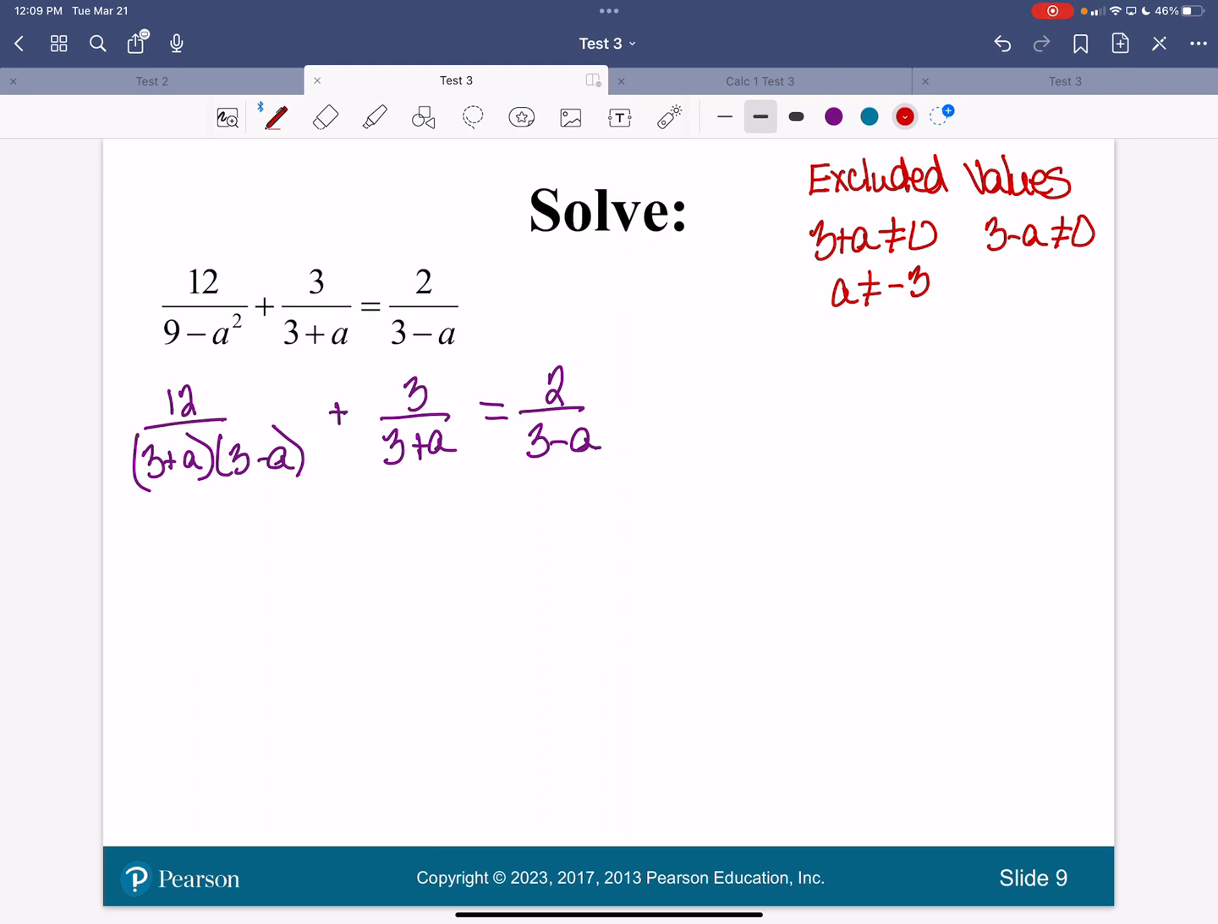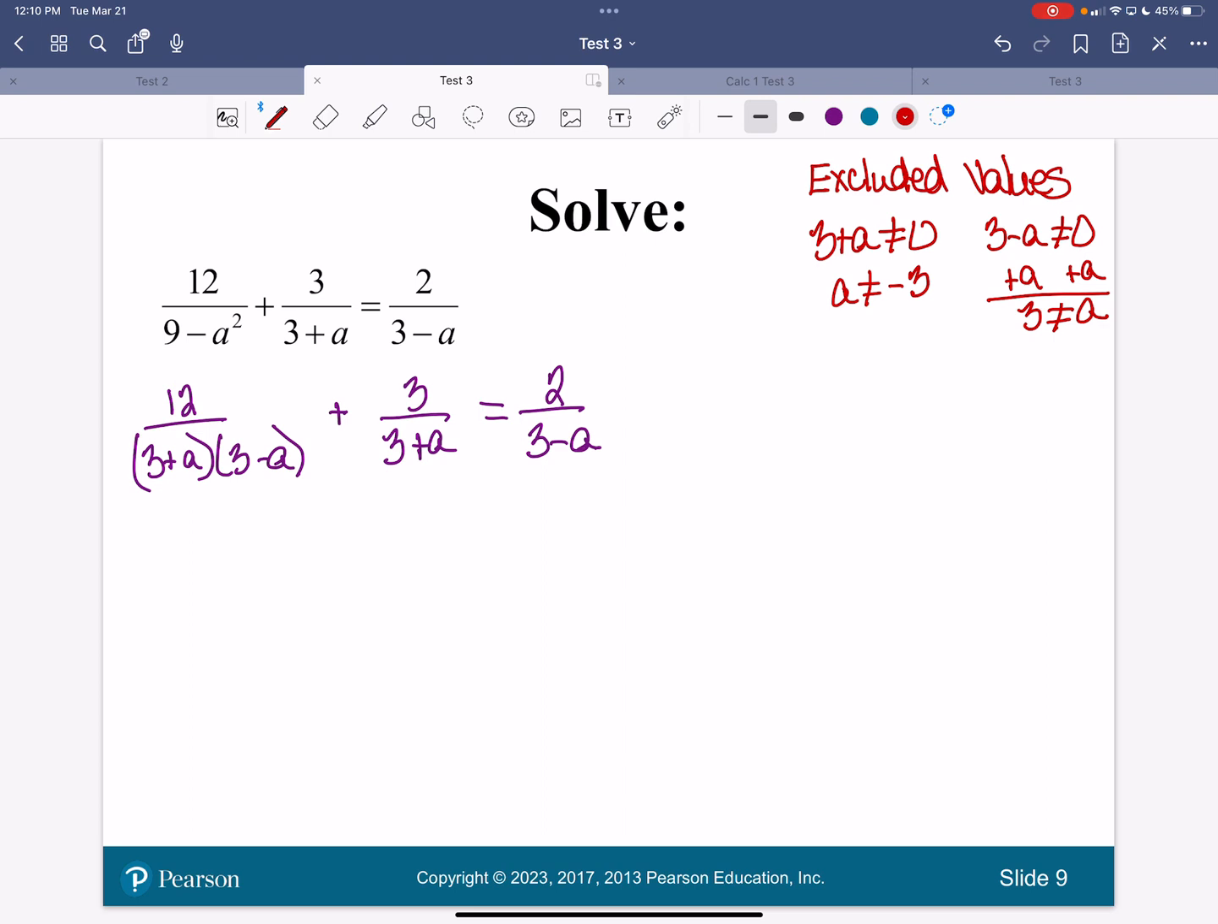Here, for this one, I'm just going to add a to both sides to solve it. And so then I get that 3 cannot be a. So what are my two excluded values? 3 and -3. If I get 3 or -3 as my answer, I have to throw it out, because that would make these denominators undefined. So I'm looking for a 3 or -3.